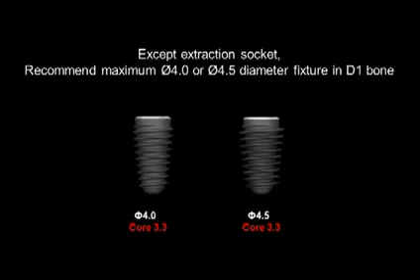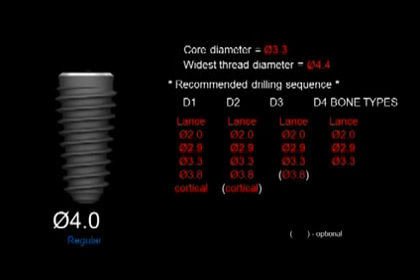Remember the surface area that we talked about. A 5.0 by 10 AnyRidge implant has 308 millimeter squared surface area, and a 5.5 by 10 has 388 millimeter squared surface area. So again, we're going to talk about that in a little more depth in just a sec. But for a 4.0 implant, again, the protocol for D1 bone is Lance 2.0, 2.9, 3.3, 3.8, and cortical bone drill. Again, that whole thing. And then Lance 2.0, 2.9, 3.3, 3.8.